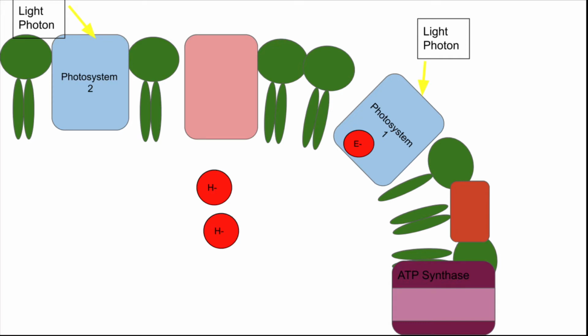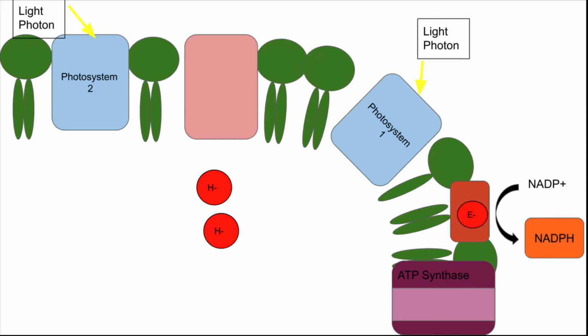By the time it hits photosystem 1, it's very drained of energy because it's been traveling. So another light photon hits it and it excites it back up. It goes to another spot and an NADP plus is there, and it energizes it and turns it into NADPH. That electron is now gone, so we have to find another electron.